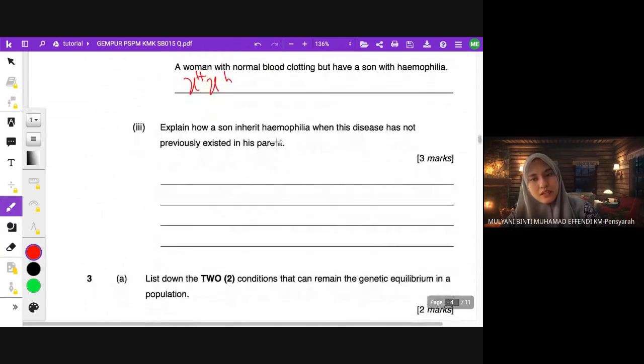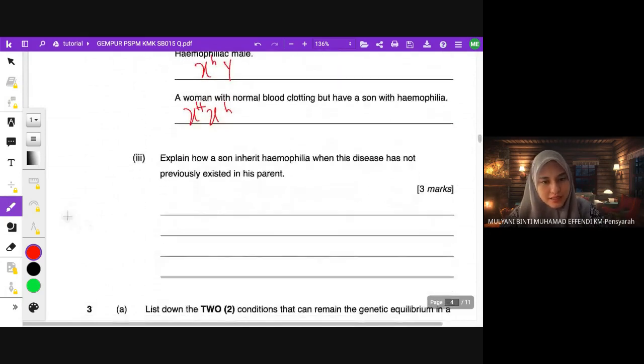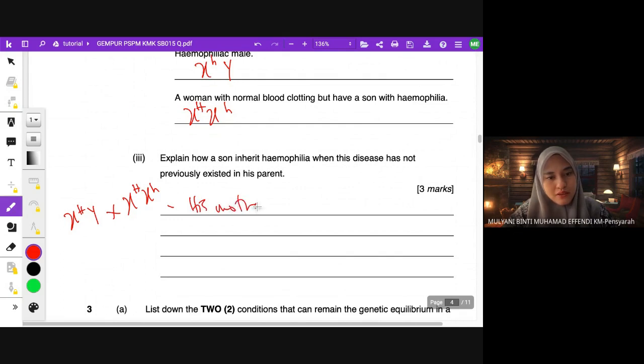So explain how a son inherit the disease does not previously existed in his parent. Maksudnya macam ni lah. Contoh, ayahnya adalah normal, kahwin dengan maknya adalah normal tapi carrier. So yang ni dia punya gambaran lah, yang dua-dua parentnya adalah normal tapi kenapa dia dapat. So kamu kena cerita his mother is a carrier, ataupun heterozygous lah.